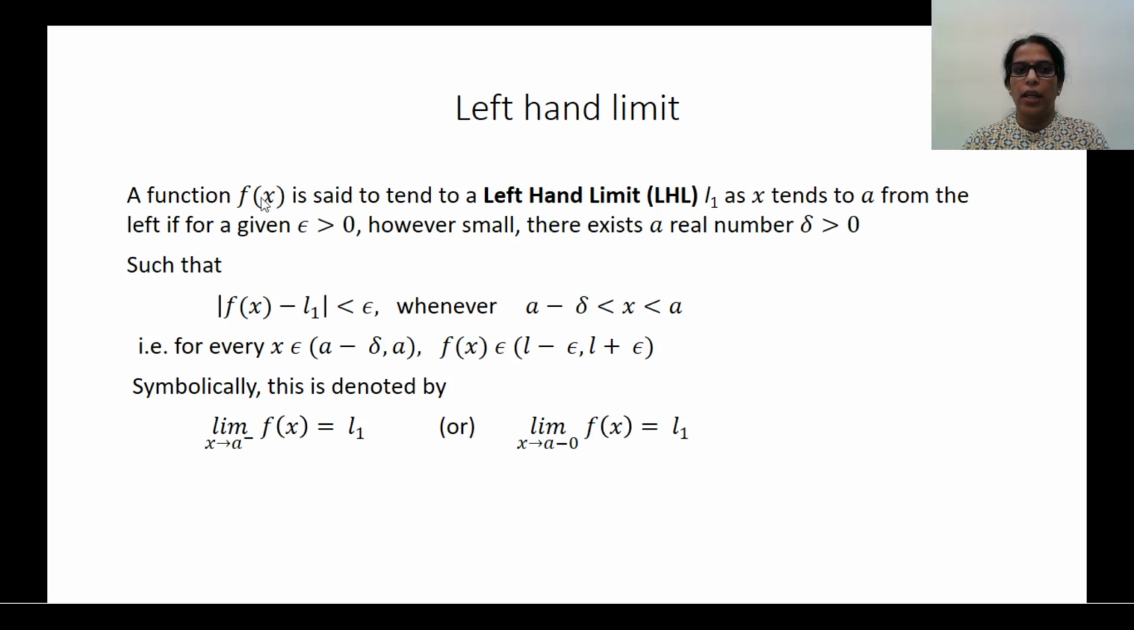Left hand limit. A function f of x is said to tend to a limit L1 as x tends to a from the left, if for a given epsilon greater than 0, however small, there exists a real number delta greater than 0 such that modulus of f of x minus L1 is less than epsilon whenever a minus delta is less than x, which is less than a. Symbolically, limit x tends to a minus f of x equal to L1.